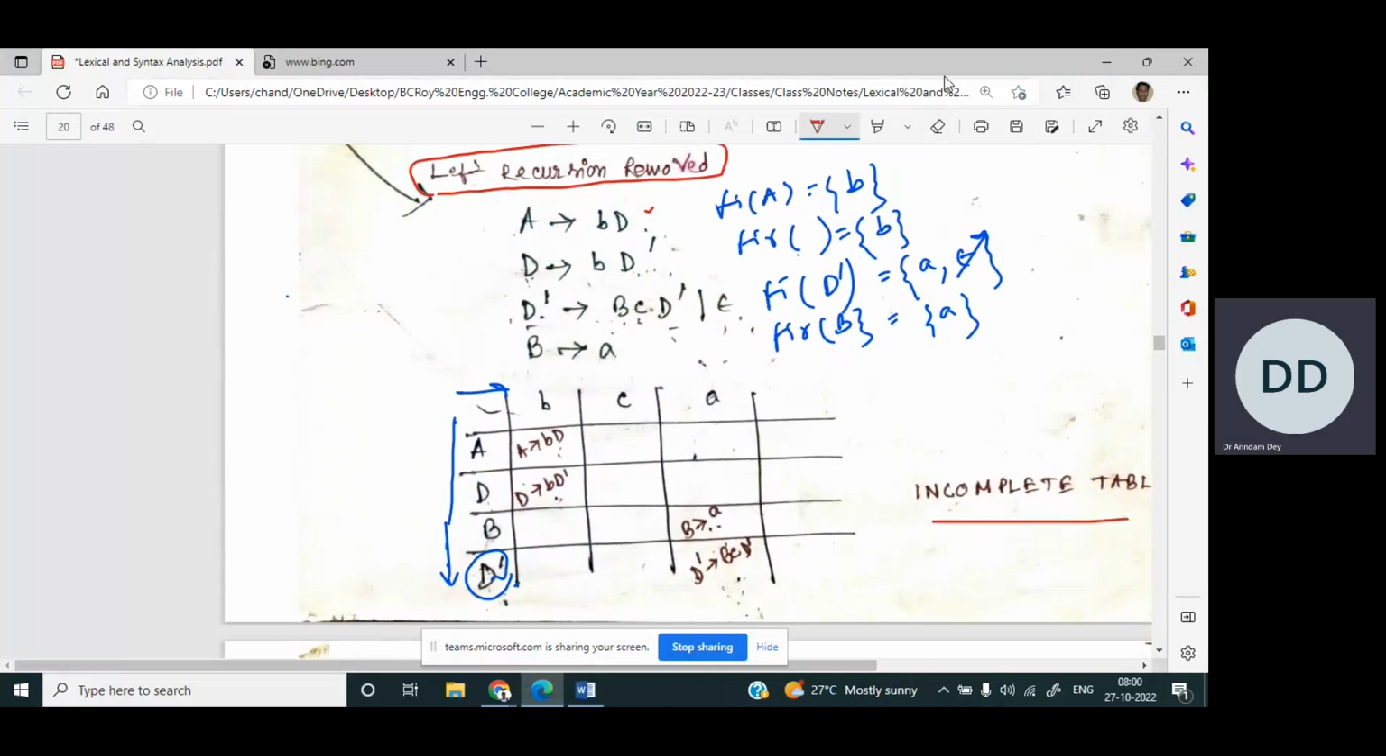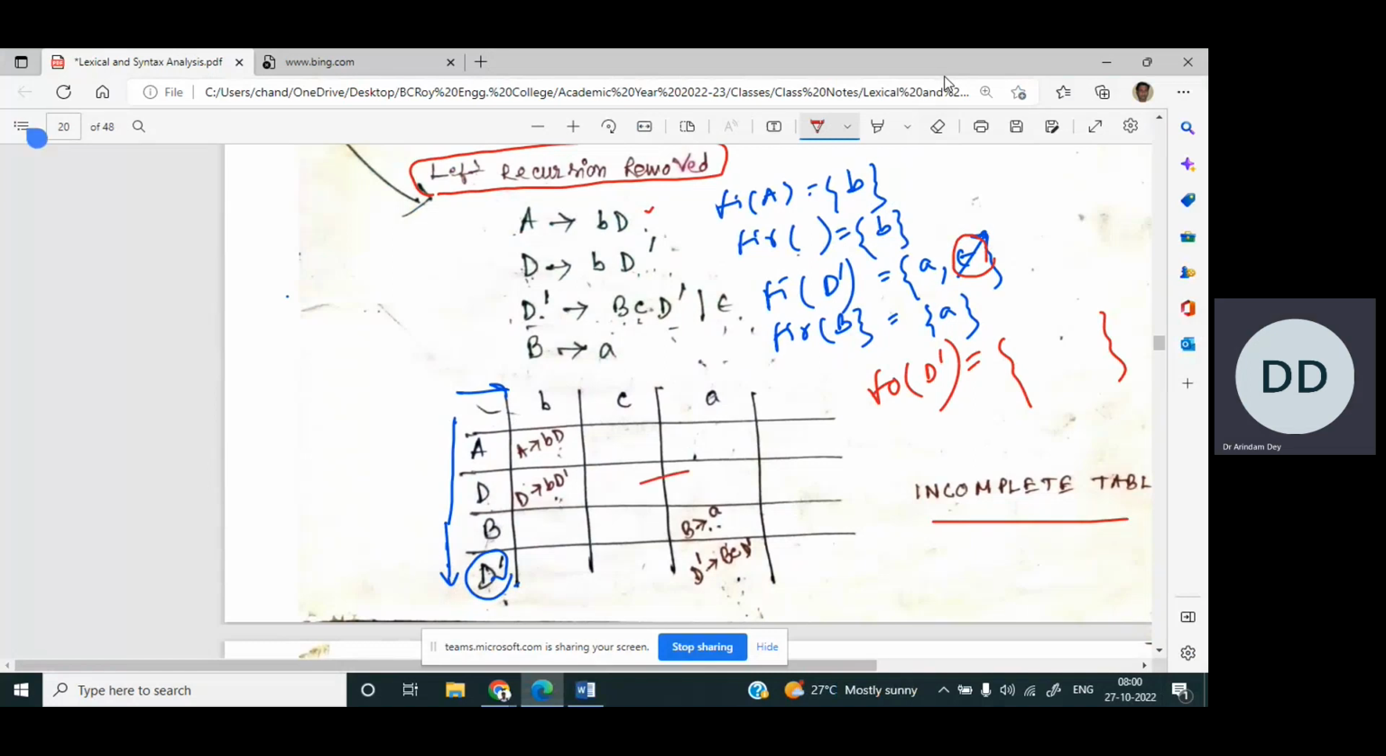As you see now, once the epsilon move was there, we had to calculate the follow of D dash, right? We had to calculate the follow of D dash because the epsilon was there. Without this follow of D dash, the table was fine. No problem was there in the table. Now it depends on what values are being generated in the follow of D dash. Based on that, we have to decide whether the grammar is finally LL1 or not.